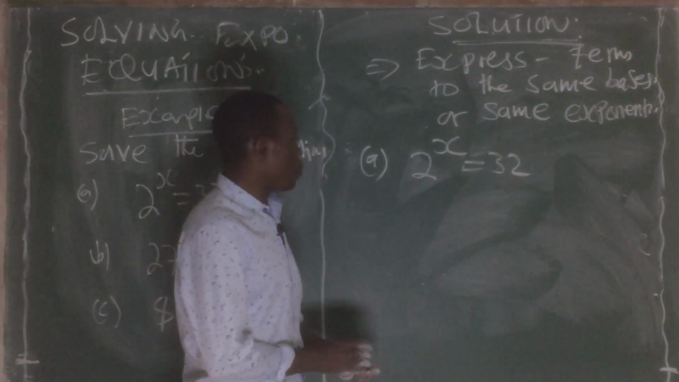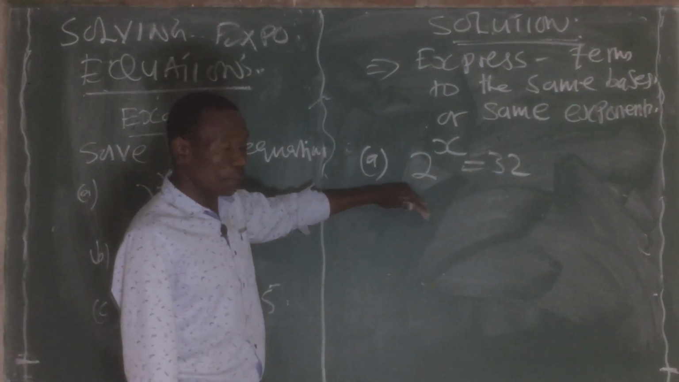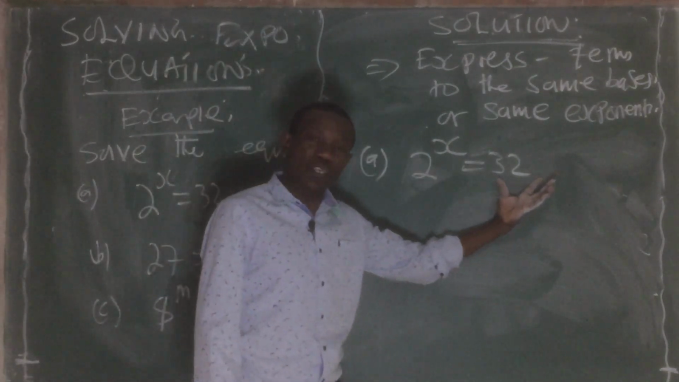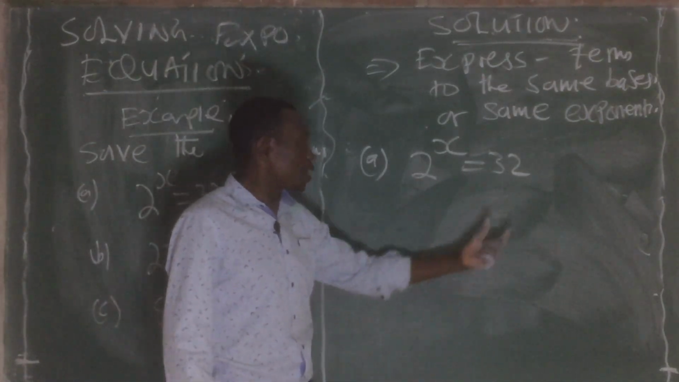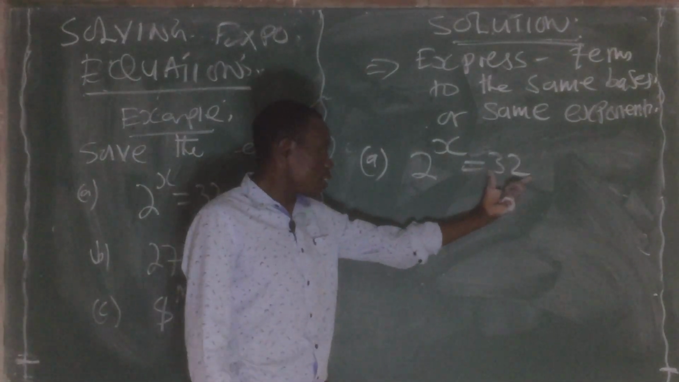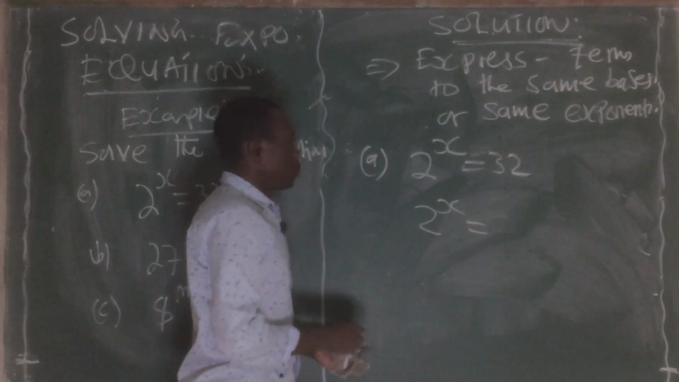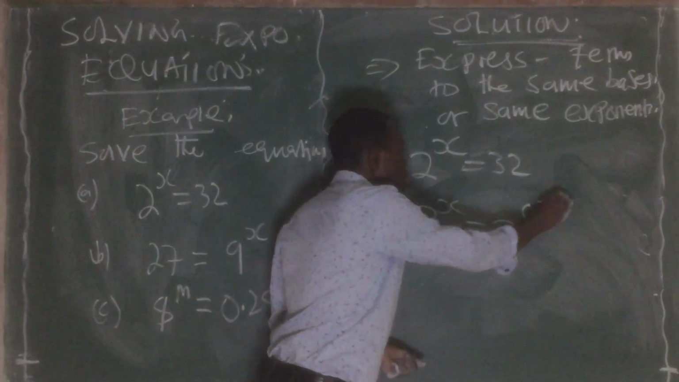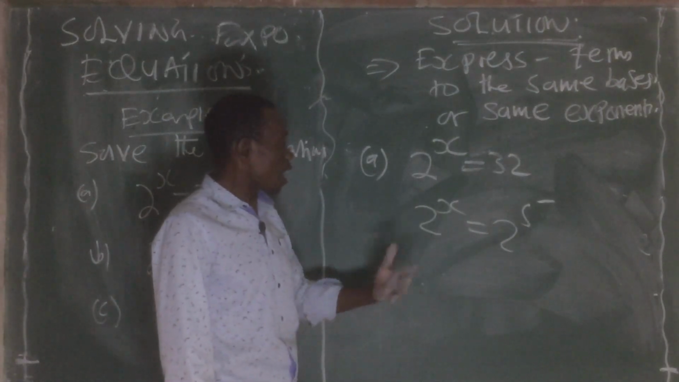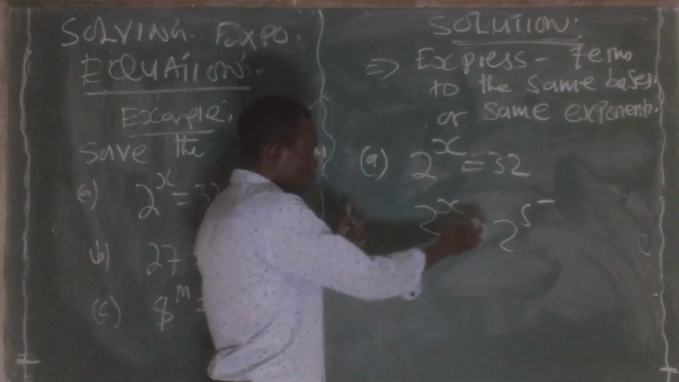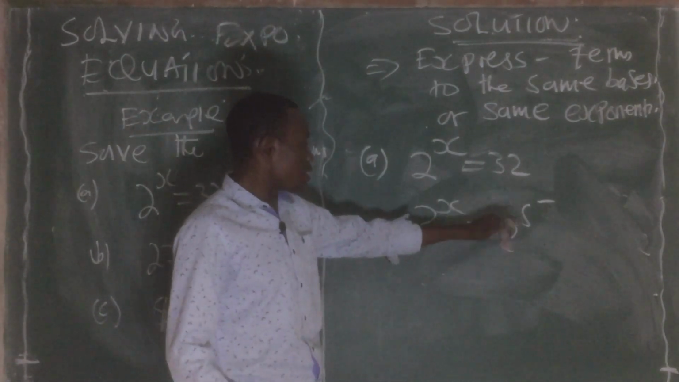We are able to express 32 to base 2. You first of all think of the same basis that is already there. This term has got base 2. Can I manage to express 32 to base 2? Here you find that this is true. It's just a matter of finding how many 2's I multiply to get 32. So 32 can be expressed to base 2 in such a way that I need 5 2's multiplied to get 32. Now, if 32 has been expressed to base 2, you find that this equation has terms of the same basis. Left hand side, the base is 2. Right hand side, the base is 2.